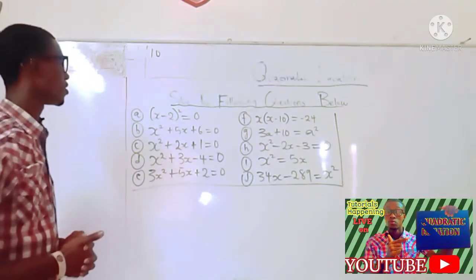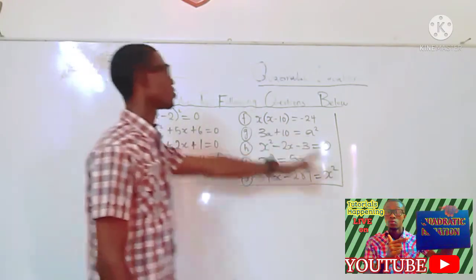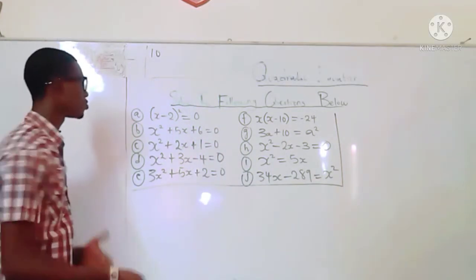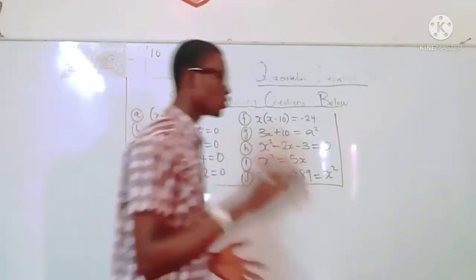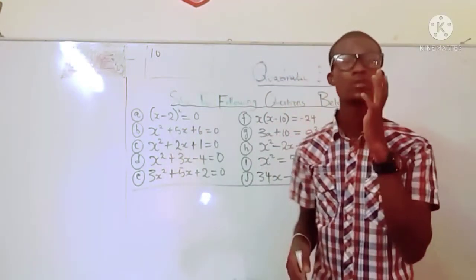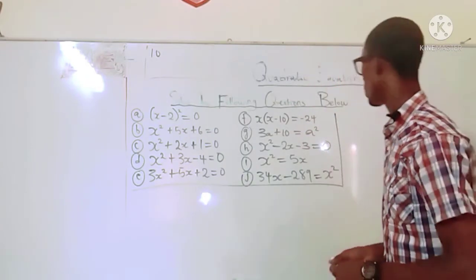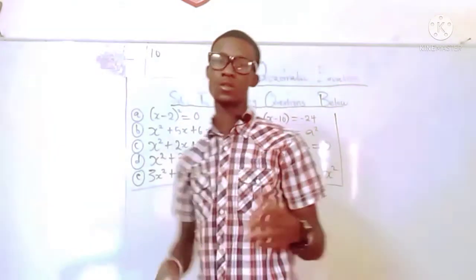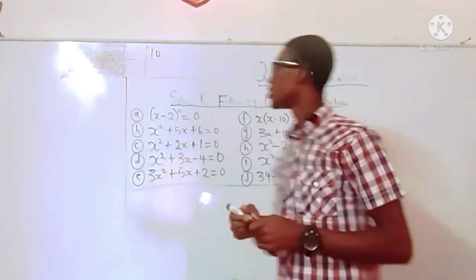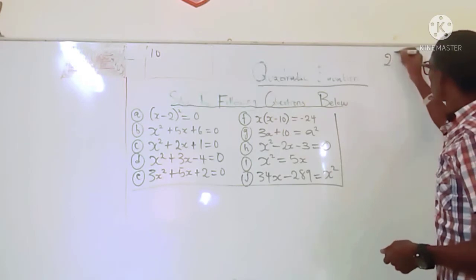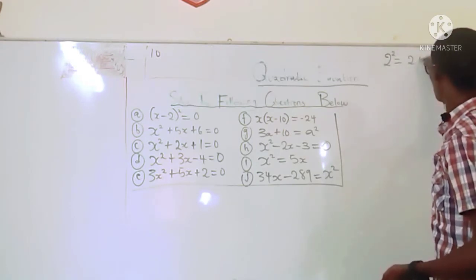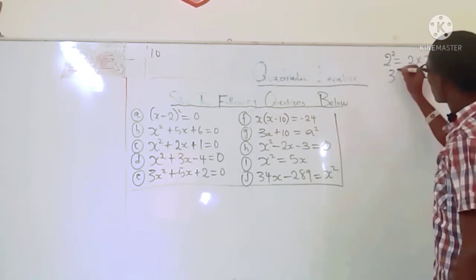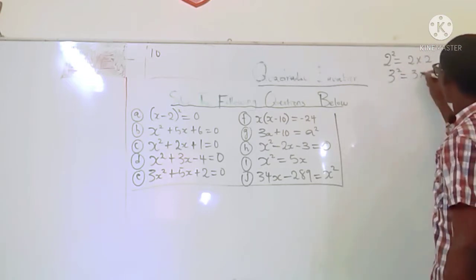Now we are told to solve the following equations below. Now we have (x minus 2) raised to the power 2 equals 0. So how do we go about this? It's very easy. This is one thing that you must understand first of all: 2 raised to the power 2 is the same thing as 2 times 2. Now 3 raised to the power 2 is the same thing as 3 times 3.